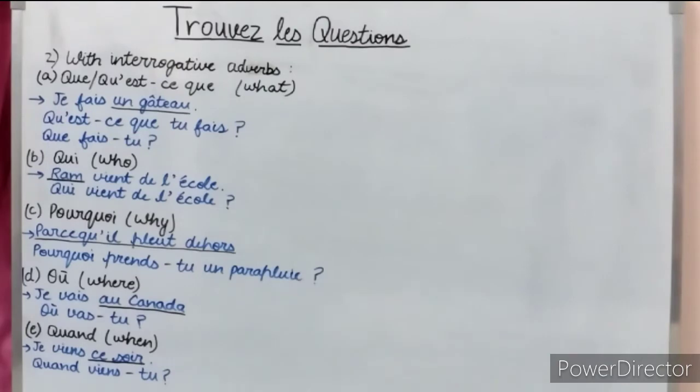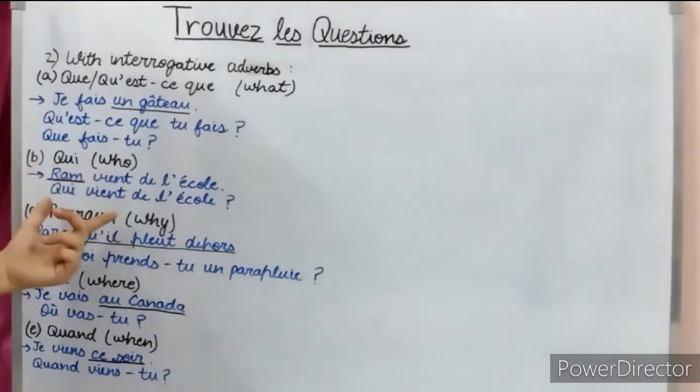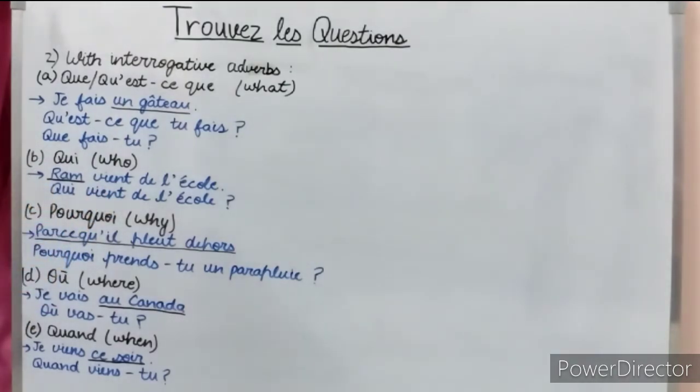Let's see the second question, which is qui. Qui means who. Ram vient de l'école. Ram comes from the school. Qui vient de l'école? Who comes from the school? So for this answer, you have to make this question. The answer is Ram comes from the school. Ram vient de l'école. Ram is underlined in this sentence, and you'll make the question like this. Qui vient de l'école? Here no inversion is required.